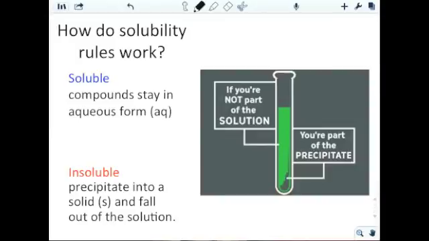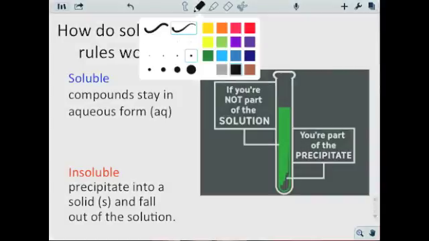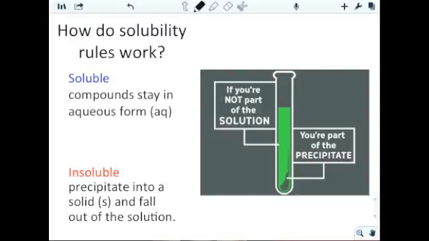So, how do the solubility rules work? Soluble compounds stay in aqueous form. So basically, if something is soluble, it stays in its aqueous form. We don't see anything floating in the liquid. When it's insoluble, it precipitates out into a solid and falls out of solution. If it's insoluble, we see stuff floating around in the water.